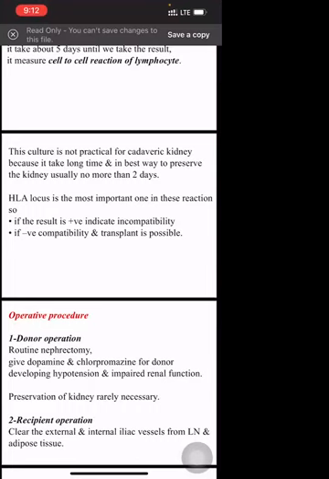This culture is not suitable for cadaveric kidney because it takes a long time, and the best way to preserve the kidney is usually no more than 2 days. So why can we not use tissue culture for cadaveric renal transplant? Because it takes a long time, so we cannot keep the donor kidney for more than 2 days. The HLA D locus is the most important one in these reactions. If the result is positive, it indicates incompatibility. If negative, it is compatible, and transplantation is possible.